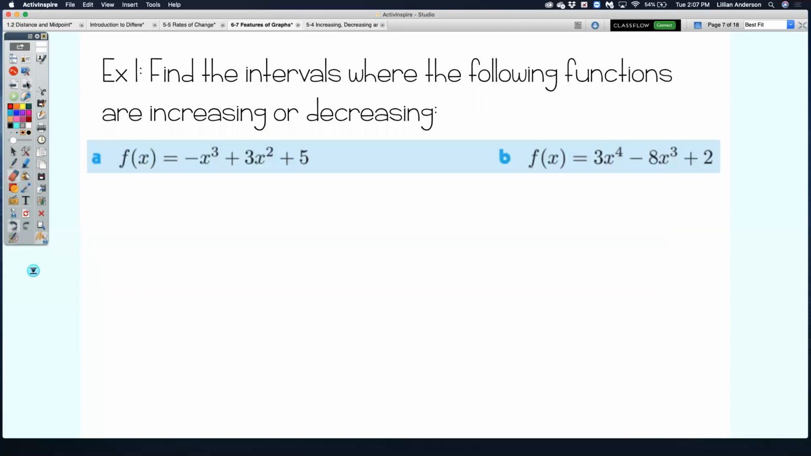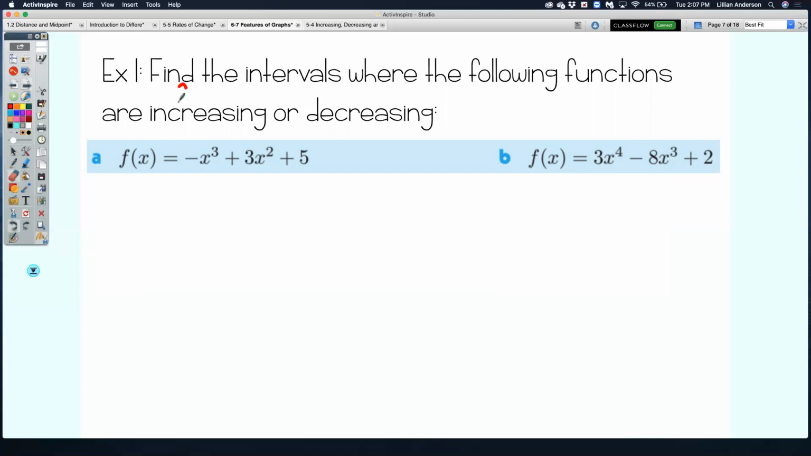So we're going to use this information to do some examples. We're going to find the intervals where the following functions are increasing and decreasing. Start you off a little on the lower side of things. And of course, the only way this would get more complicated is the type of function that you're given. So f of x equals negative x to the third plus 3x squared plus 5. You're trying to find intervals where the function is increasing or decreasing.